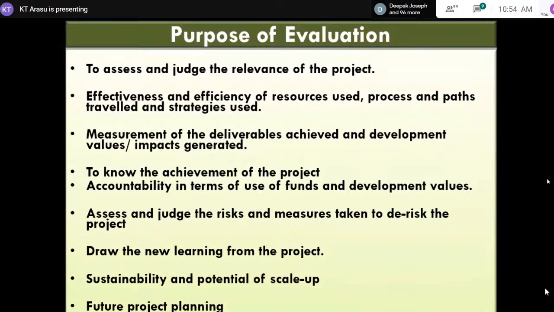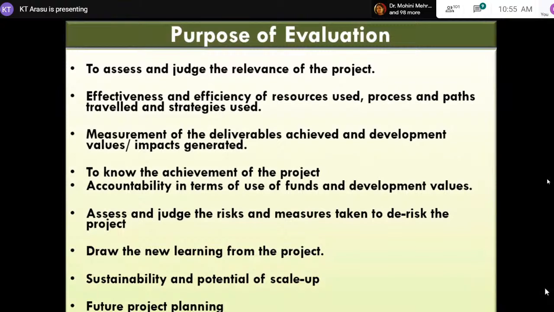That's why for measurement we need baseline data to compare against: where we started our journey, where we are now, against the number of trainings, number of awareness sessions created, other deliverables achieved, and values. I already explained, to know the achievement, to what extent we have achieved, all these patterns.